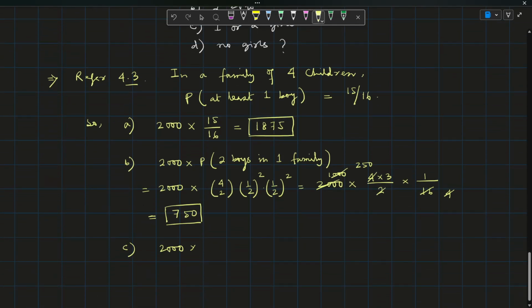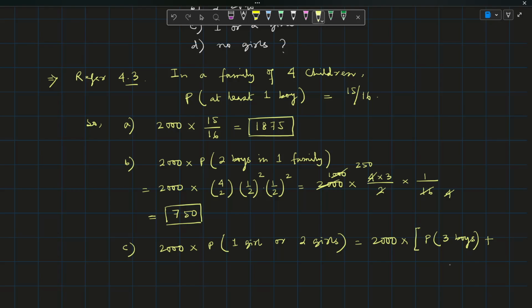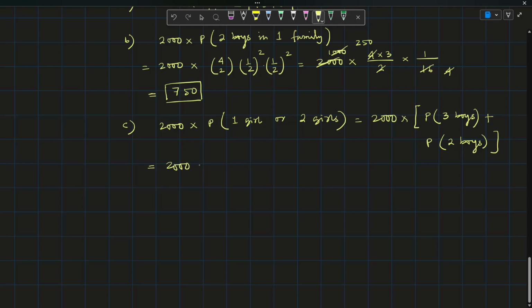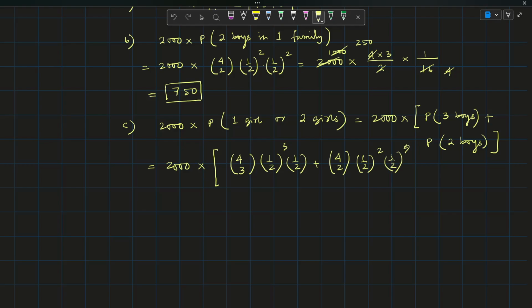C is the probability of 1 or 2 girls. So 2000 into the probability of 1 girl or 2 girls, that is 2000 into the probability of X equals 3, that is, the probability of 3 boys, plus the probability of 2 boys. So 2000 into 4C3 times half to the power 3 times half, plus 4C2 into half to the power 2 into half to the power 2.